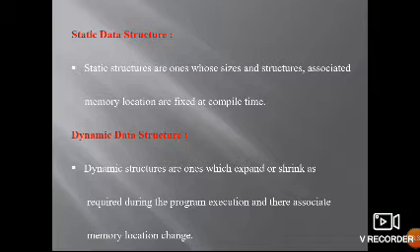Dynamic data structures are ones that expand or shrink as required during program execution, and their associated memory changes. In dynamic data structures, memory is allocated to the data structures at runtime. That is dynamic memory allocation. So: homogeneous, non-homogeneous, static and dynamic.